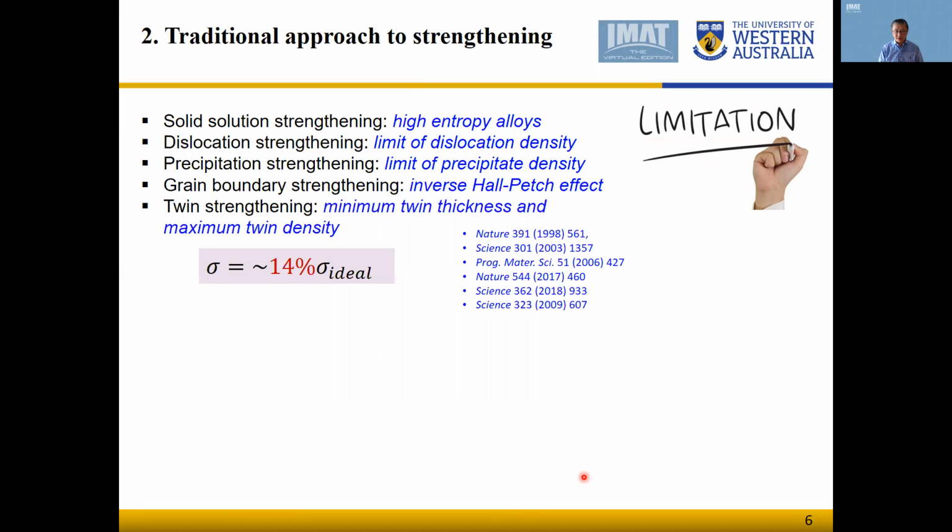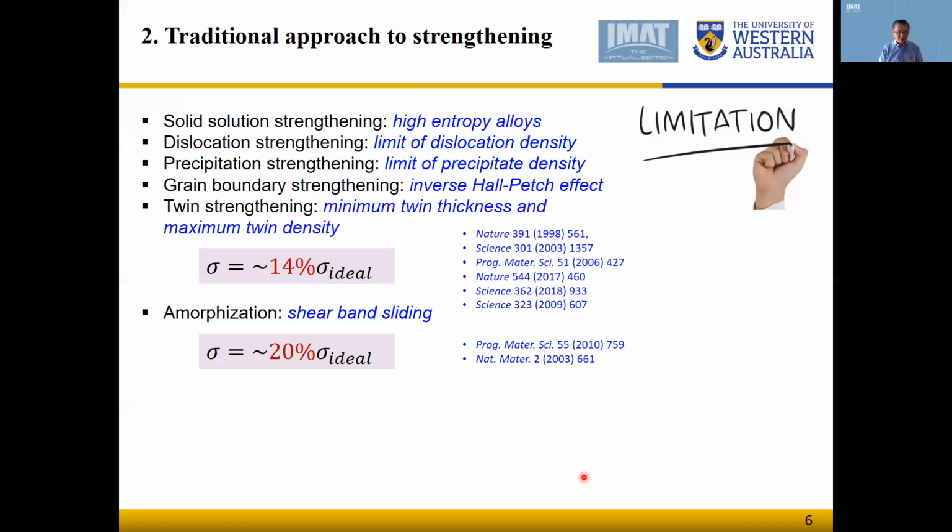With all our good effort put together, we are able to push the strength of bulk materials from about 5% of the ideal to 14-15%. And by creating amorphous alloys, we are able to push that boundary a little bit higher, but still no higher than 20% of the ideal strength. So in this sense, we have very much reached the end of the road by this approach.